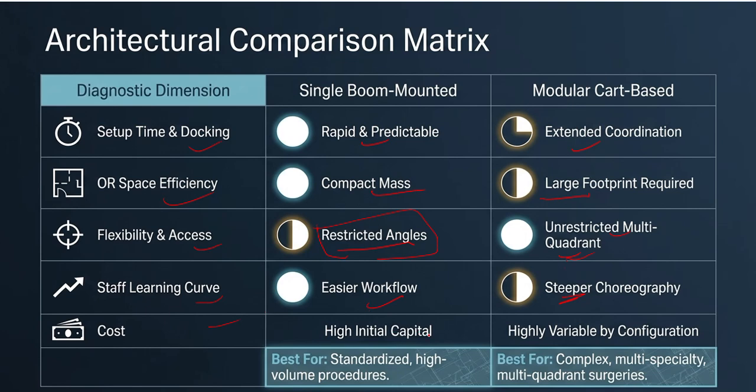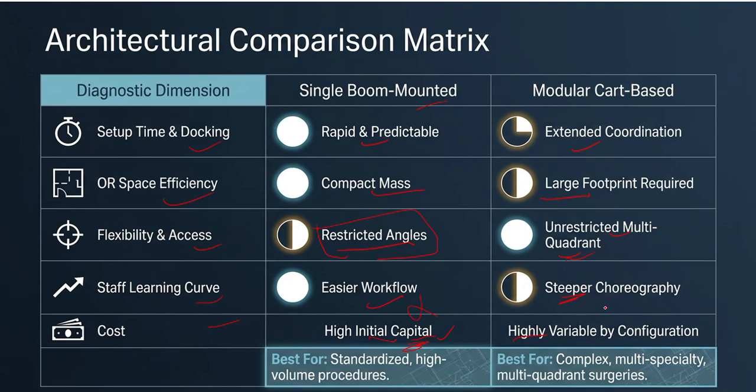And the cost, so again cost is one of the factors. When it comes to most of the single boom mounted companies, it starts with a high initial capital. Why is it written? Because you don't have any choice, you always have to purchase a four-arm system. So it's a single boom mounted four-arm system. Because Intuitive Surgical has the da Vinci robotic surgical system, there is a high initial cost. But nowadays Merril is there, and some Chinese companies are also there, so the initial cost is currently reduced. But when it comes to the modular cart, you have a variable configuration.